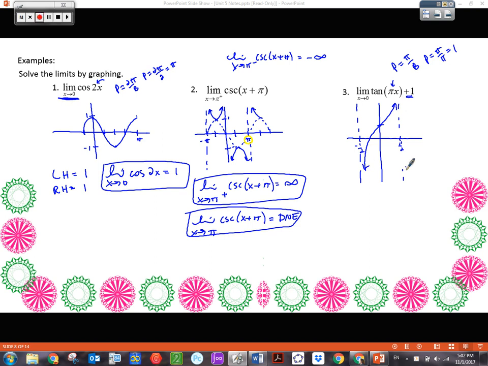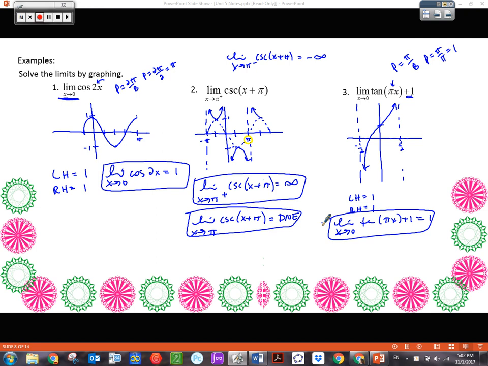So if we're looking at the left-hand limit, coming from the left, I'm approaching a 1. Coming from the right-hand limit, I'm approaching a 1. So then it is safe for us to say that the limit as x goes to 0 of tangent of pi x plus 1 is 1.